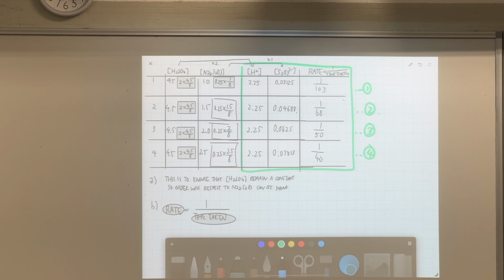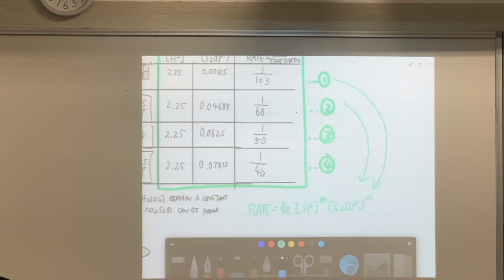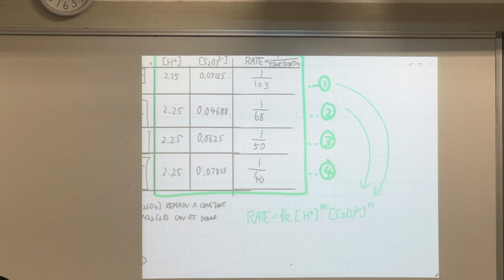So the rate equation, remember before, is rate equals K [H+] to the power of M [S2O3 2-] to the power of N. If you want, experiment 1 and 2, let's plug them into this equation. What would the equation become? For the first experiment, it will become 1 over 103 equals K times 2.25 to the power of M, 0.03125 to the power of N, right?